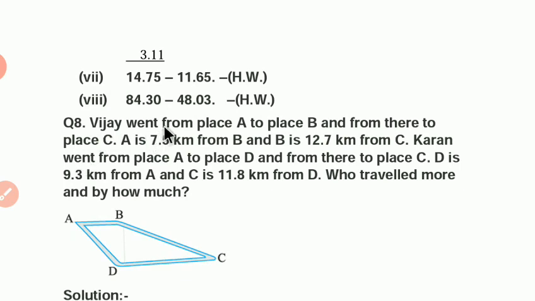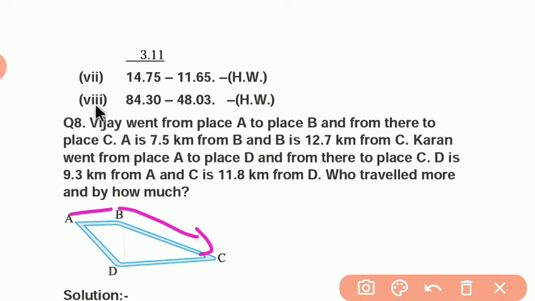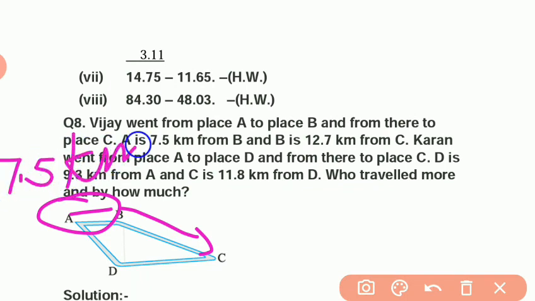Then question number 8. Vijay went from place A to place B and from there to place C. A is 7.5 km from B and B is 12.7 km from C. Karan went from place A to D and from there to place C. D is 9.3 km from A and C is 11.8 km from D. Who travelled more and by how much? First you see, Vijay went from A to B, then B to C. So A is 7.5 km from B. It means the distance between A and B is 7.5 kilometer.